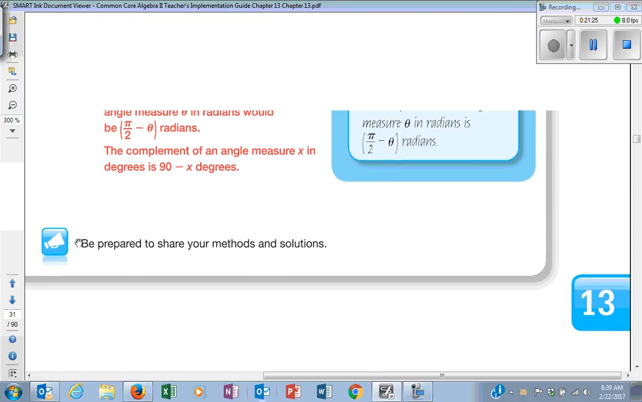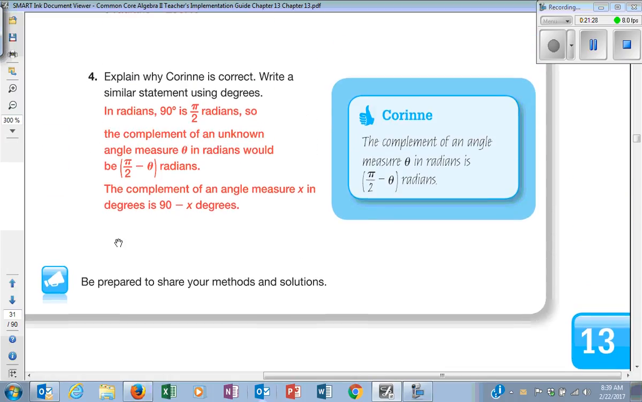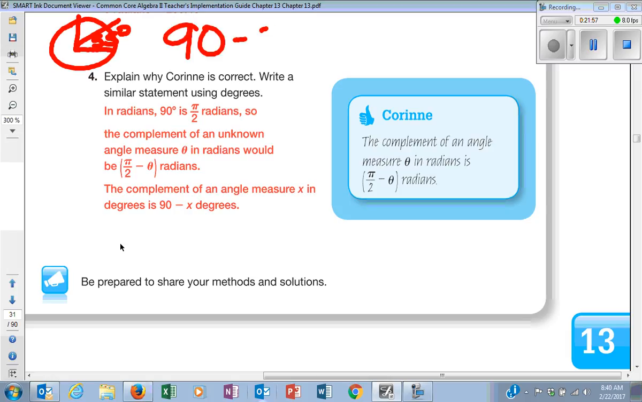Alright, this one is pretty cool. This one goes back to geometry. Who can remember what complement means? Think about this. If I say this is 55 degrees, and I ask you for the complement angle, what did you do? You took 90 and you minus 55, and you found out that the complement was what? Right? Does that make sense?